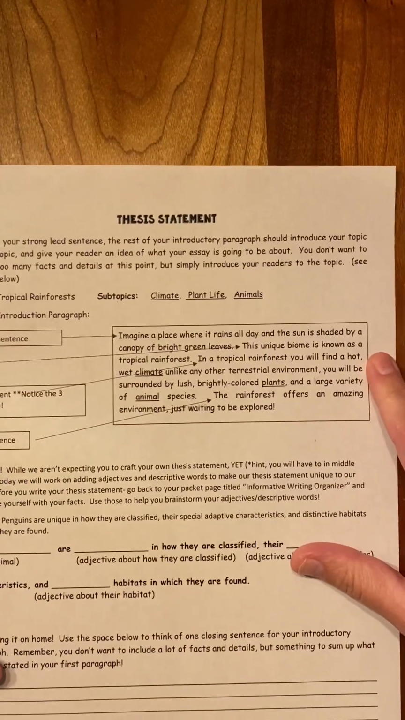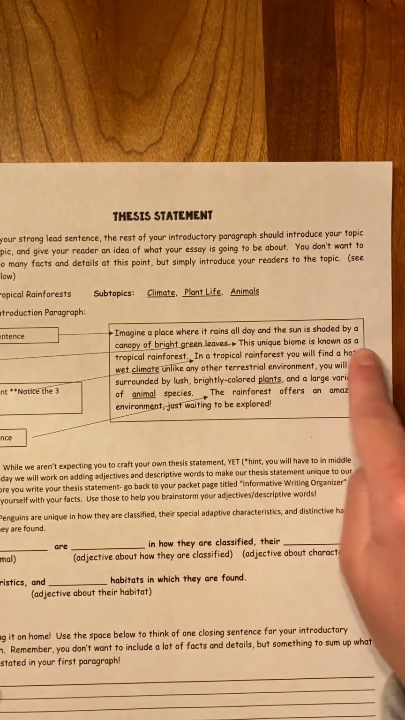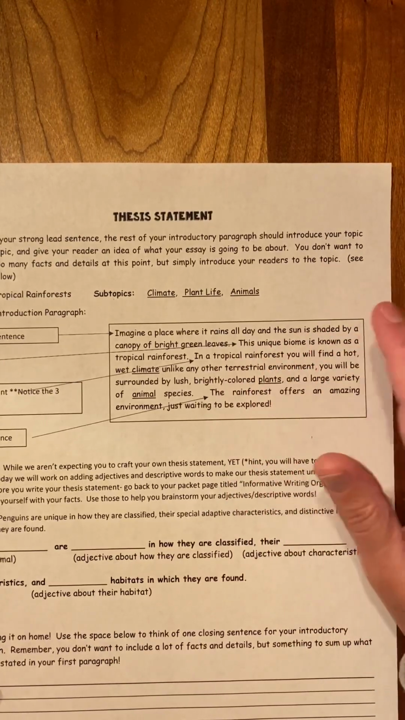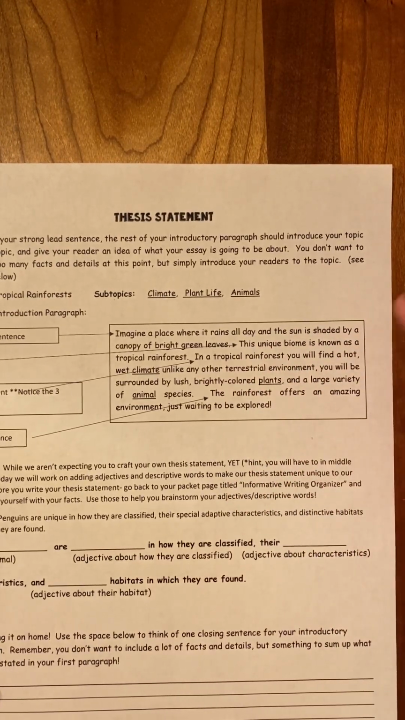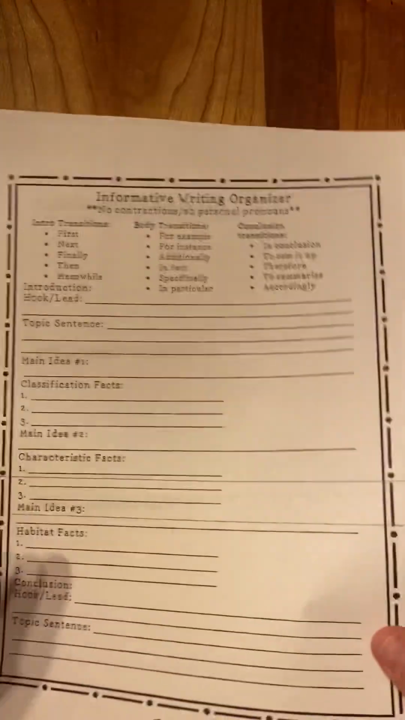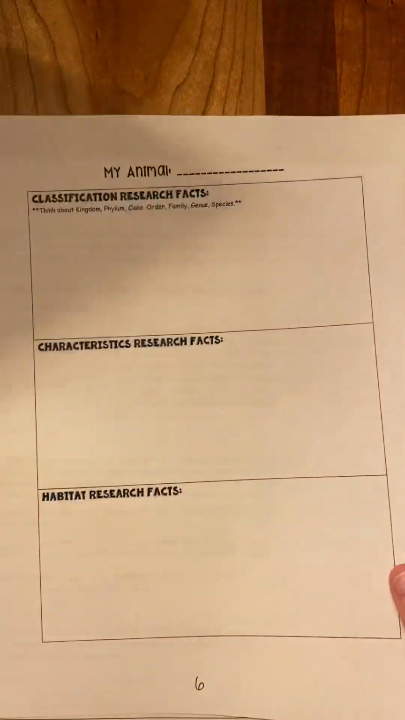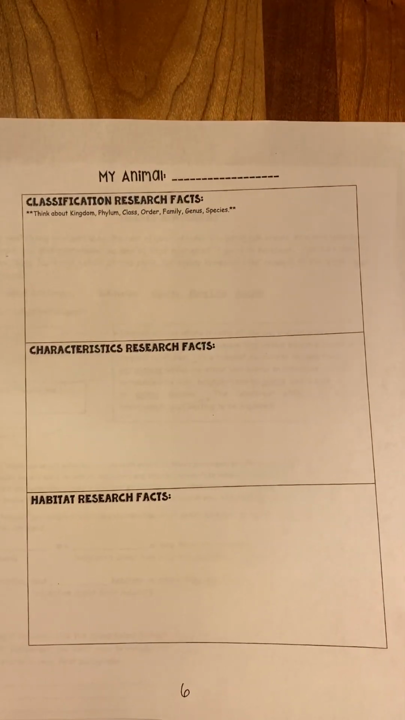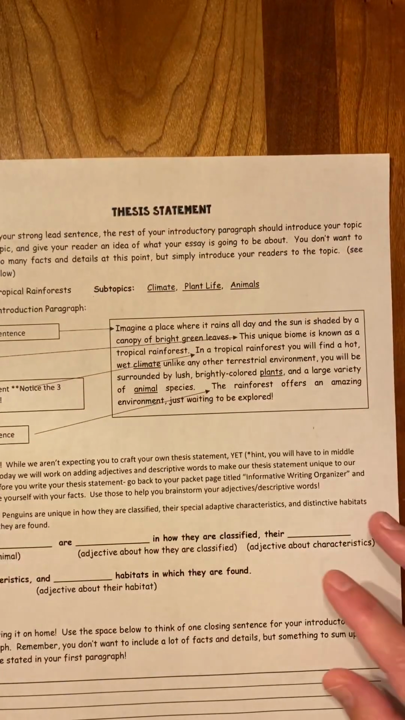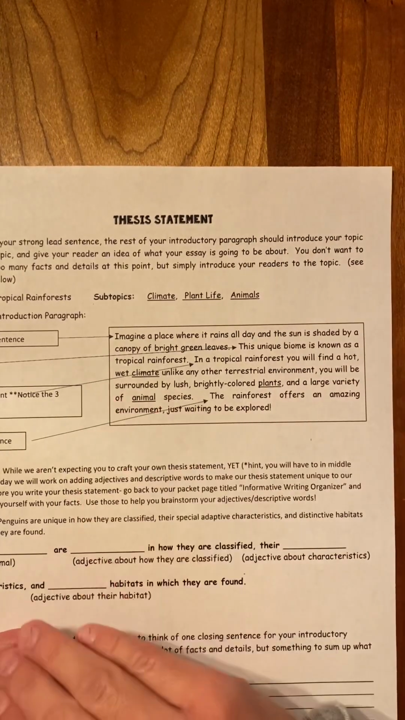Then I talk a little bit about my topic, a sentence or two, just to give the reader some information about what it is. Here's where you might add a fact or two that you did not use for any of these 9 facts, but that you still have here that you think are very interesting, or that you want to add to the paragraph. Okay, so again, I did mine on rainforest, but I said this unique biome is known as a tropical rainforest.